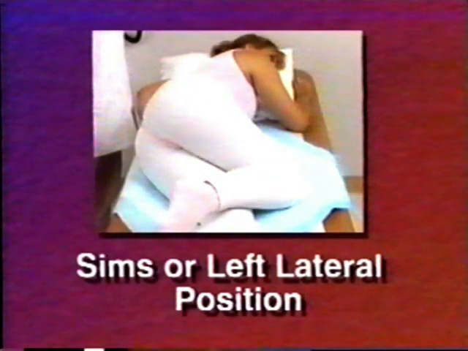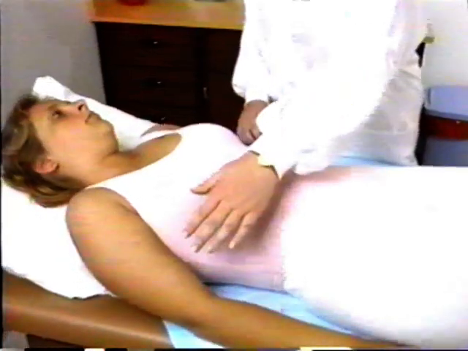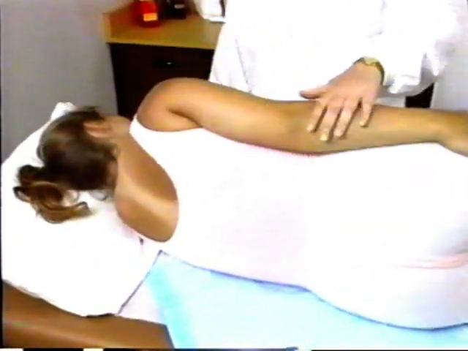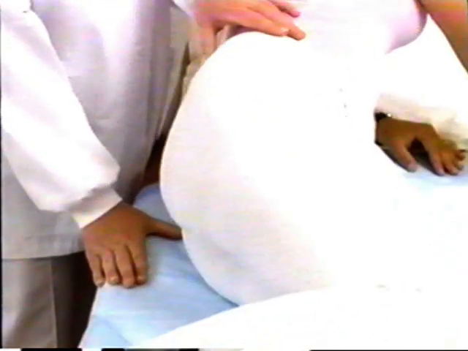The Sims, or left lateral position, is frequently used for rectal exams and for vaginal exams on older women who are unable to maintain the lithotomy position. Instruct the patient to lie down on the table and then roll over onto the left side and chest. Position the patient's buttocks near the edge of the side of the exam table.